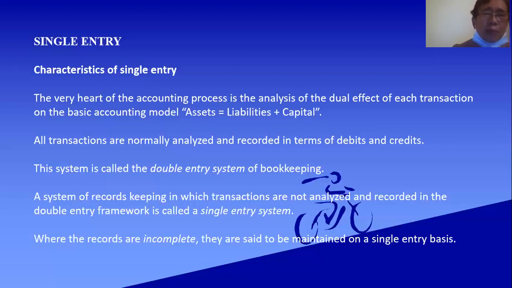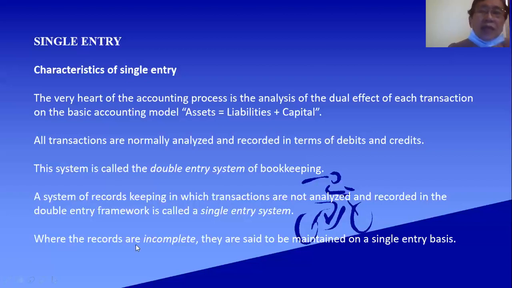A system of record keeping in which transactions are not analyzed and recorded in the double entry framework is called a single entry. Where the records are incomplete, they are said to be maintained on a single entry basis. In other words, you are not following the debit and the credit, no?